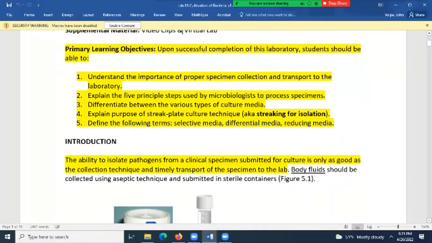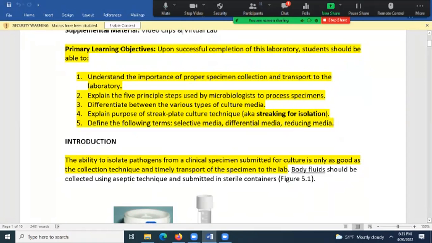The primary learning objectives for this lab are, upon successful completion of the lab, students should be able to understand the importance of proper specimen collection and transport to the laboratory, explain the 5 principal steps used by a microbiologist to process specimens, differentiate between the various types of culture media, and explain the purpose of the streak plate culture technique, AKA streaking for colony isolation.